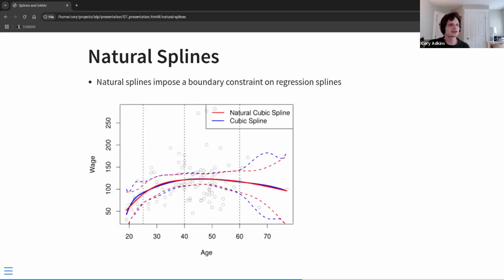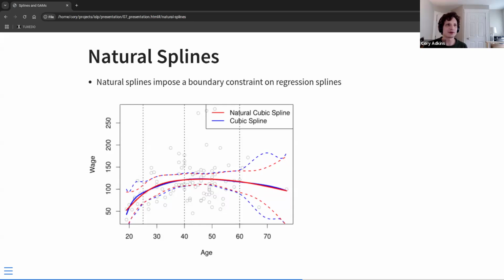And so a footnote, I guess, on natural splines. These are just the same regression splines, but they have an additional boundary constraint. So at the tails, before the first knot and after the last knot, they're constrained to be linear. And this helps with the behavior that we sometimes see in unconstrained splines, which is this tendency to do unusual things at the end of the range.